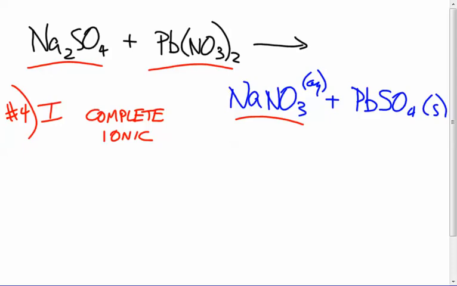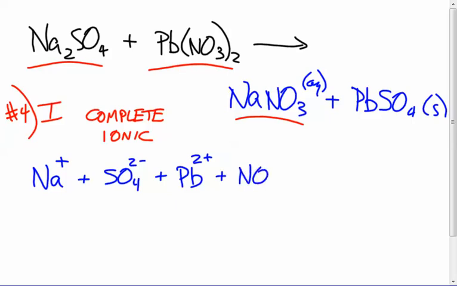That's a solid. So the complete ionic equation is going to be sodium ions plus sulfate polyatomic ions. If we don't remember what the charge is, we can look at our reference tables. Plus lead II ions. We know that that is lead II because nitrate, which it's partnered up with, has a 1 minus charge, but there are 2 of them. So the lead has to have a 2 plus. And then, of course, the nitrate has a 1 minus charge.